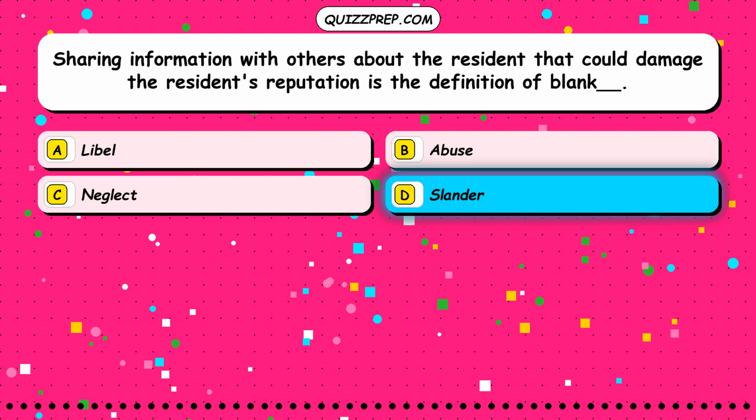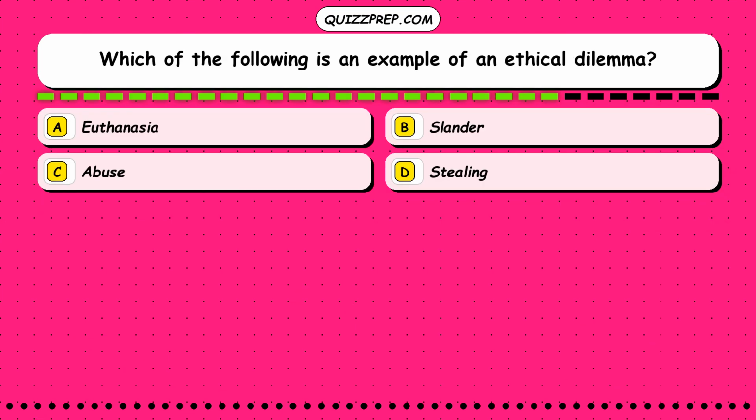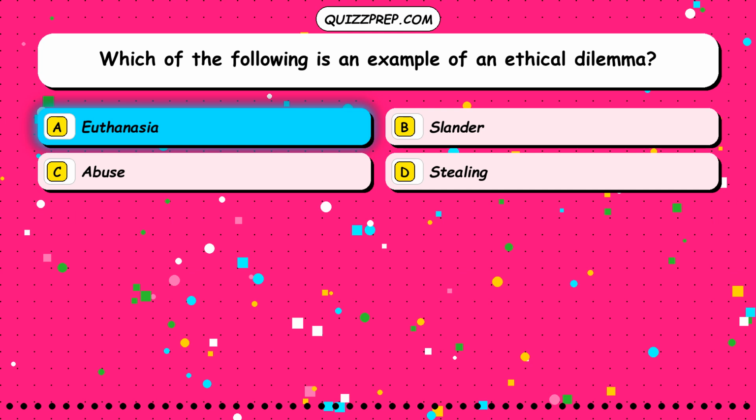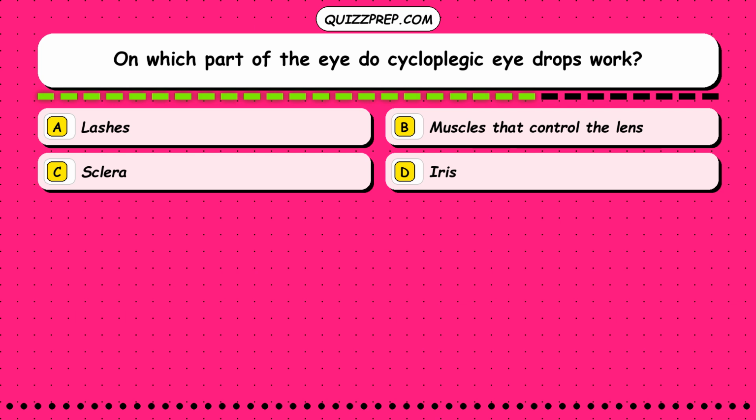The correct answer is option D, slander. Question 60. Which of the following is an example of an ethical dilemma? Option A, euthanasia. Option B, slander. Option C, abuse. Option D, stealing. The correct answer is option A, euthanasia. Question 61. On which part of the eye do cycloplegic eye drops work? Option A, lashes. Option B, muscles that control the lens. Option C, sclera. Option D, iris.